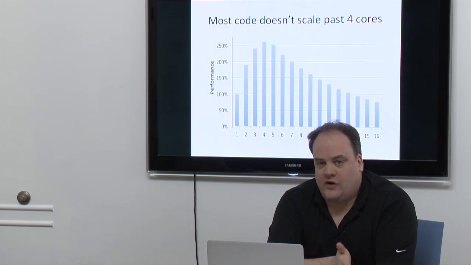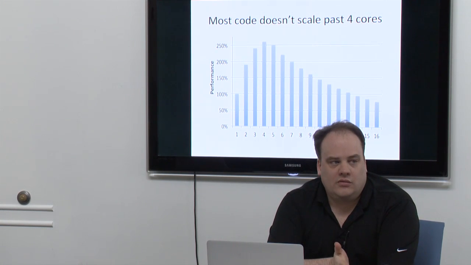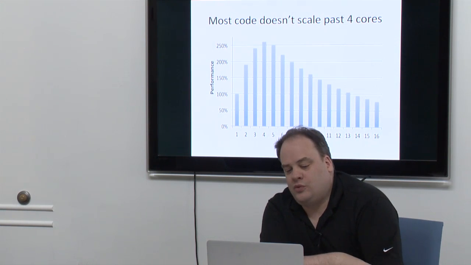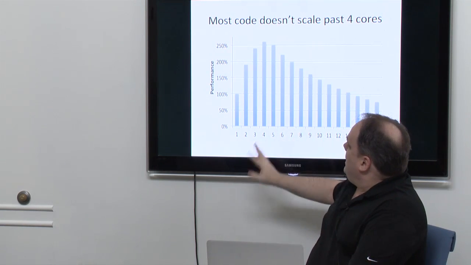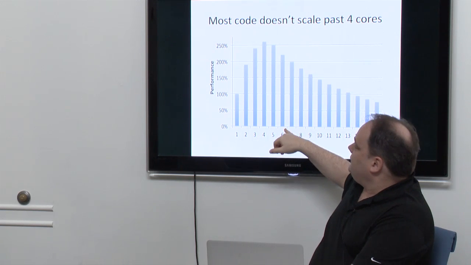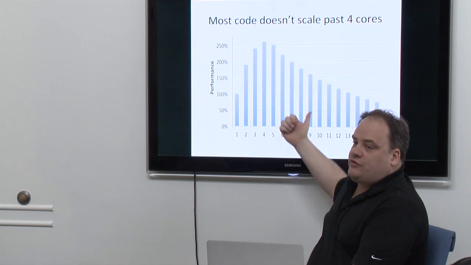We take an arbitrary software package that is multi-core, multi-threaded, and we try to run it across multiple cores. And it gets faster for the first few cores. But after a certain point, usually between 3 and 5 cores, adding more cores causes it to slow down.